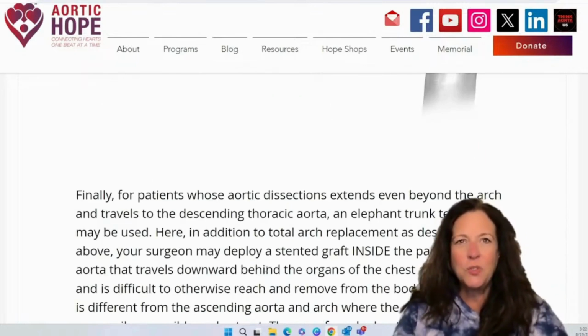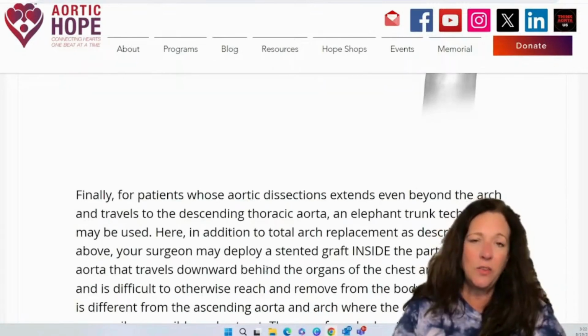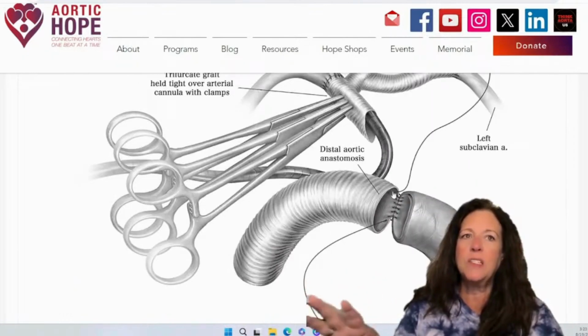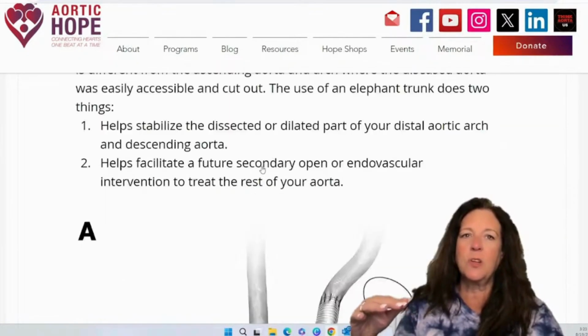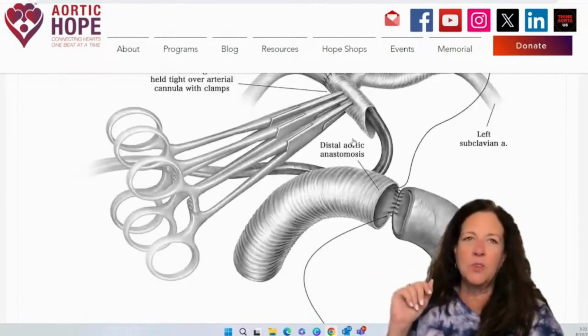Finally, for patients whose aortic dissections extend beyond the arch and travel to the descending thoracic aorta, an elephant trunk technique may be used. And I'm thinking that's what this was because we have so many different things involved, unless there's another picture and I'm behind. No, I could be behind. That was the second one we described. Okay.